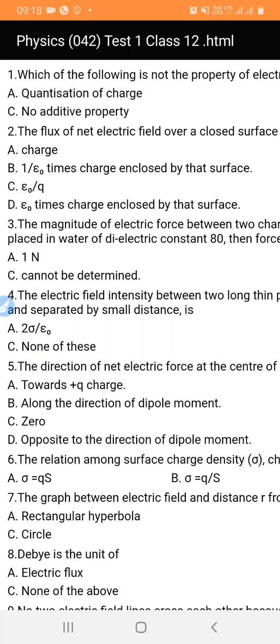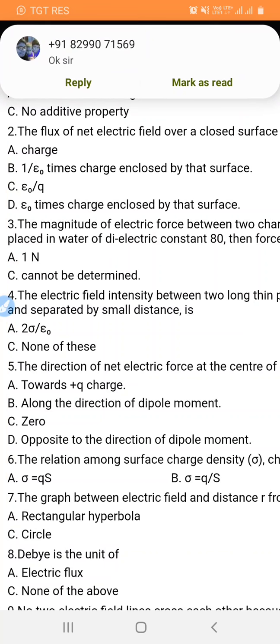And question 2, the flux of net electric field over a closed surface is equal to: A, charge; B, 1 upon epsilon naught times charge enclosed by that surface; C, epsilon naught upon Q; and D, epsilon naught times charge enclosed by that surface.